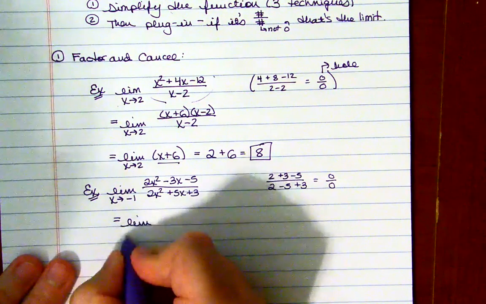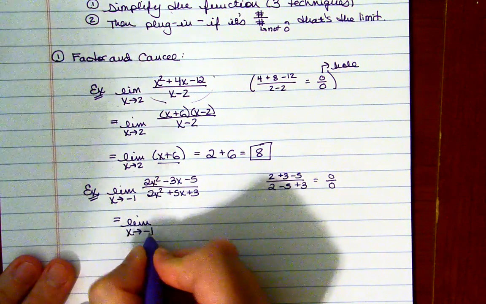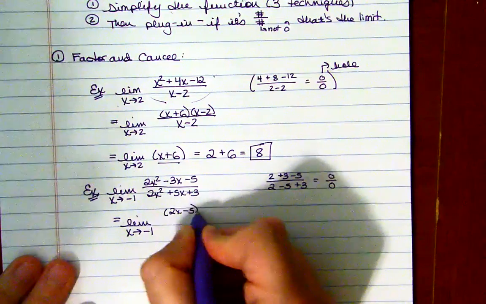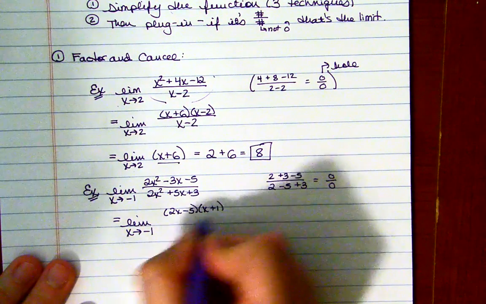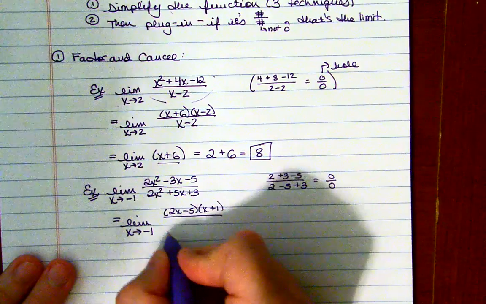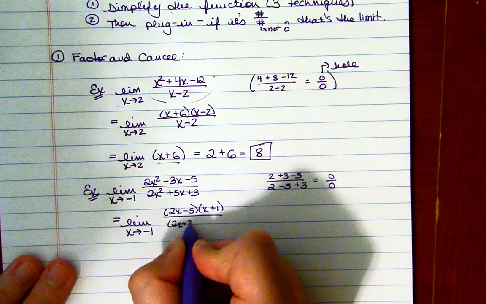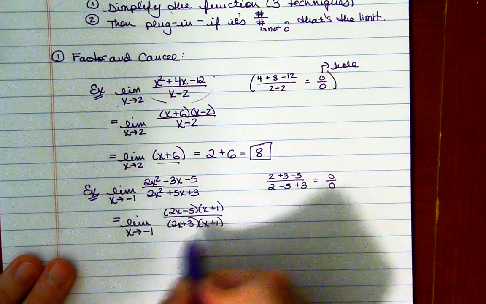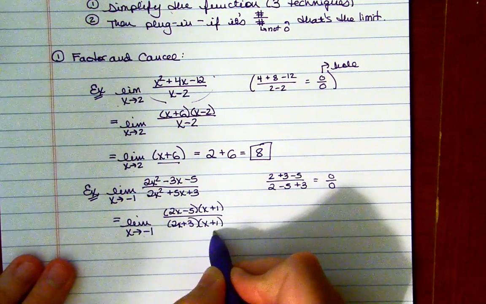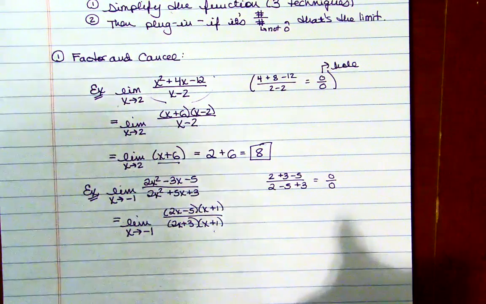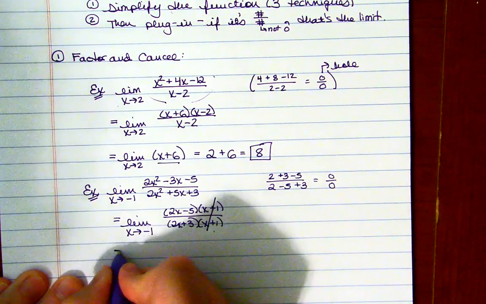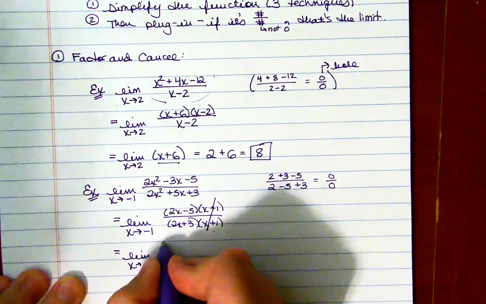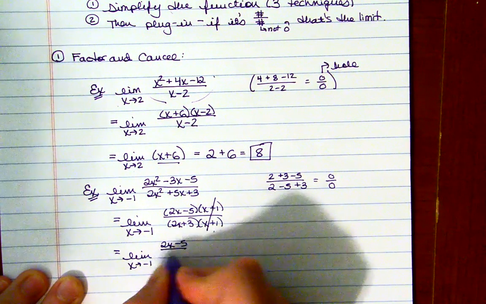Well, I'm going to try to factor and cancel here. Limit as x approaches negative 1 of the top gets factored into 2x minus 5, x plus 1. I hope you got that piece. The bottom gets factored into 2x plus 3, x plus 1. By the way, x plus 1, sure, plugging negative 1 into that on the top and that on the bottom is where the 0 over 0 came from. I'm going to cancel that. And I'm going to keep writing LIM as x approaches negative 1 because I'm not plugging in yet. I'm just rewriting that original function.